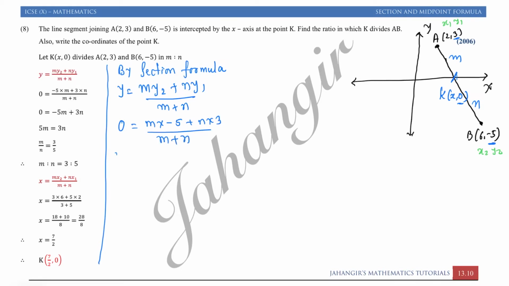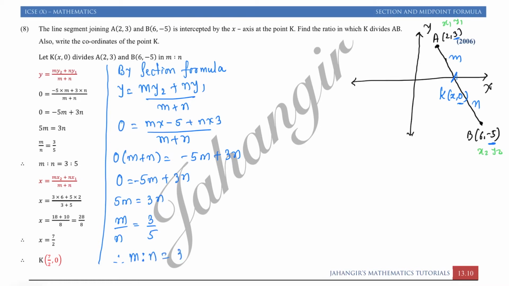Just cross multiply. 0 into (m plus n) is equal to minus 5m plus 3n. So 0 is equal to minus 5m plus 3n. So 5m we can shift to the left. We will get 5m is equal to 3n. So therefore m upon n is equal to 3 by 5. So therefore m is to n is equal to 3 is to 5. We got a ratio. Now we have to find the value of x.